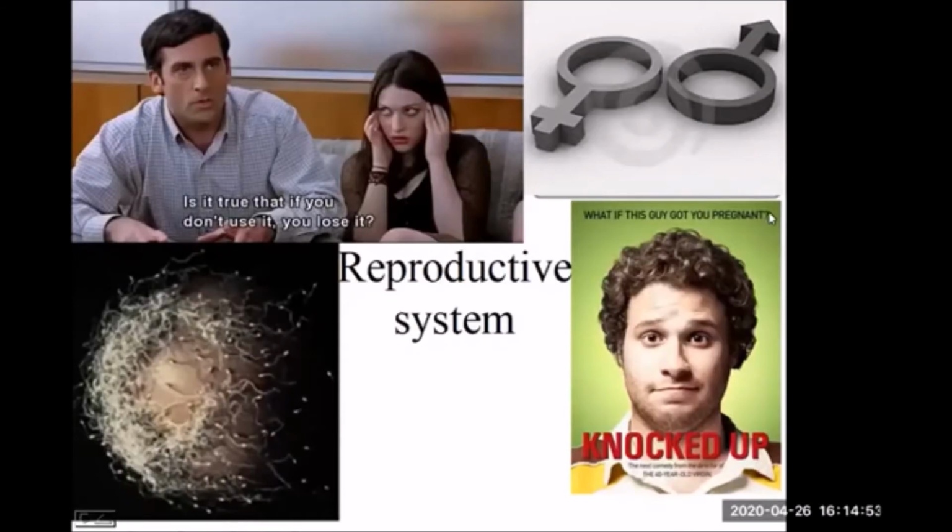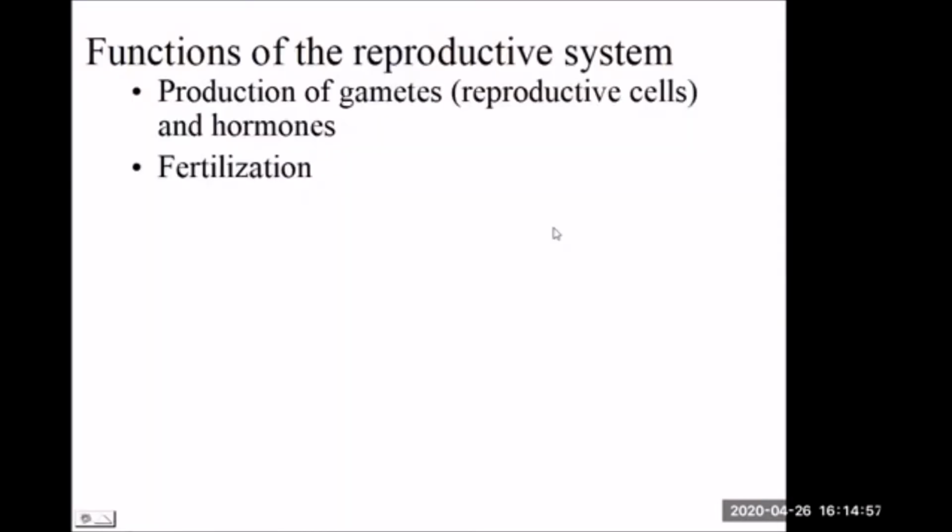We're moving into the reproductive system. Of course, the system allows us to create new life. And that's what we see here as the functions. There's production of a unique type of cell known as a gamete. They're also known as reproductive cells, sex cells.